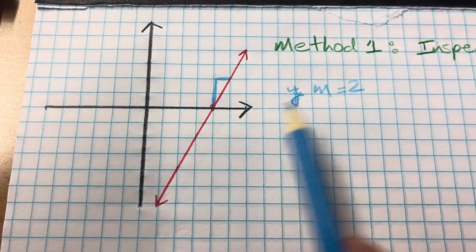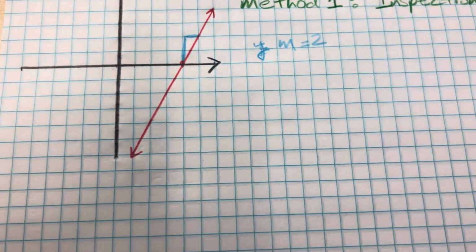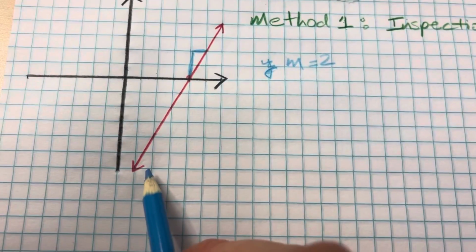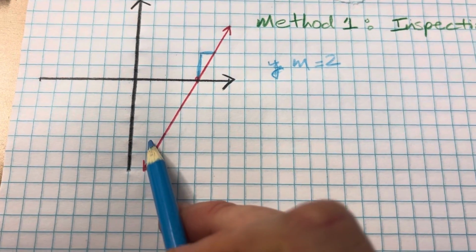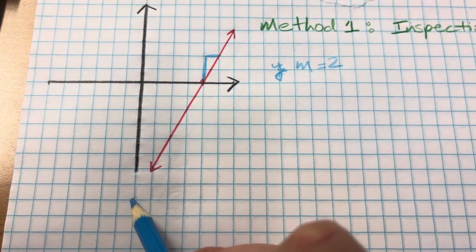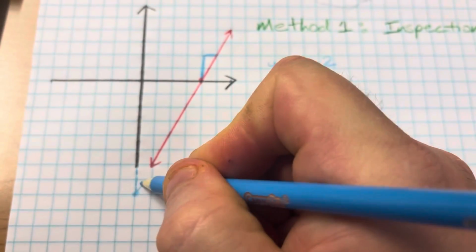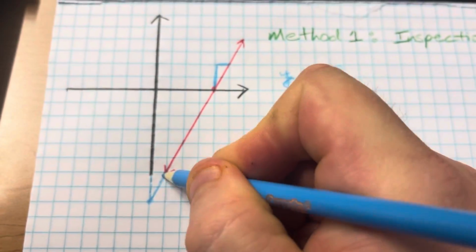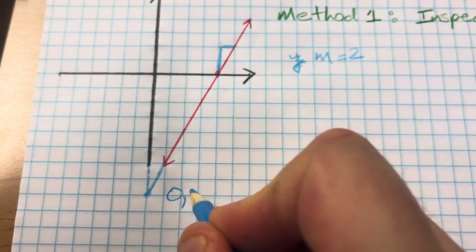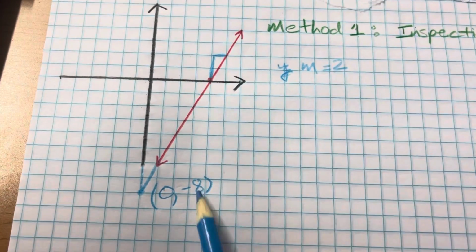But now we have this graph and the slope. If I use this slope and backtrack a little bit, so instead of rising 2 and running 1, what if I go down 2 and back 1? That's going to put me on the y-axis. So we can extend that axis, and we find that we have a y-intercept located at the point (0, -8).